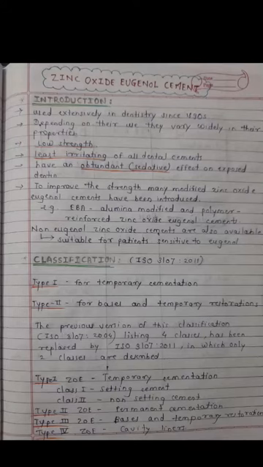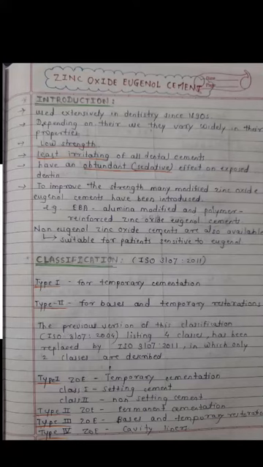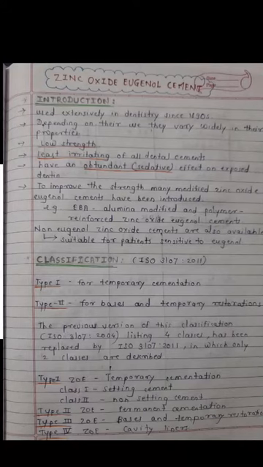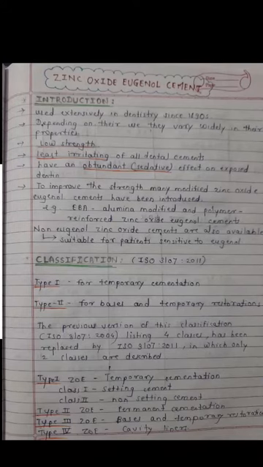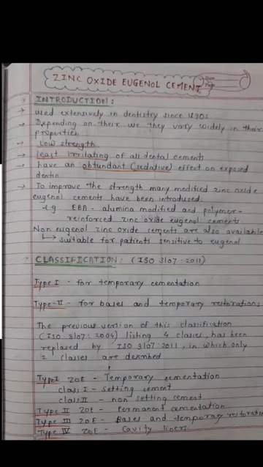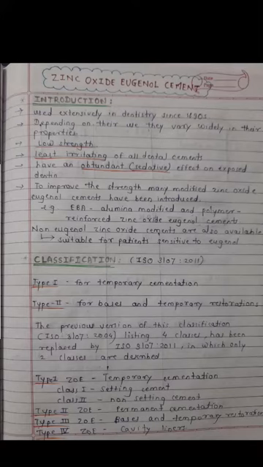Now we will talk about the classification of zinc oxide eugenol cement. In 2011, the classification of this cement was type 1 and type 2. Type 1 cements are used only for temporary cementation, and type 2 cements are used for bases and temporary restoration.